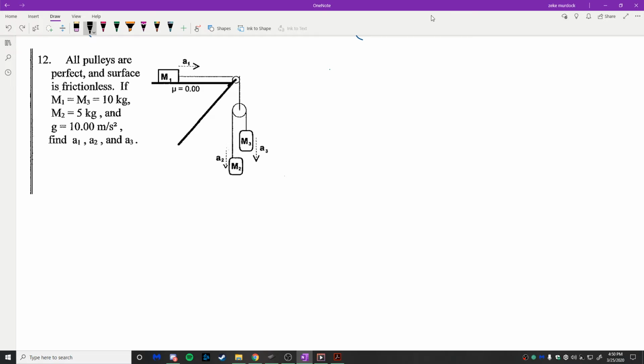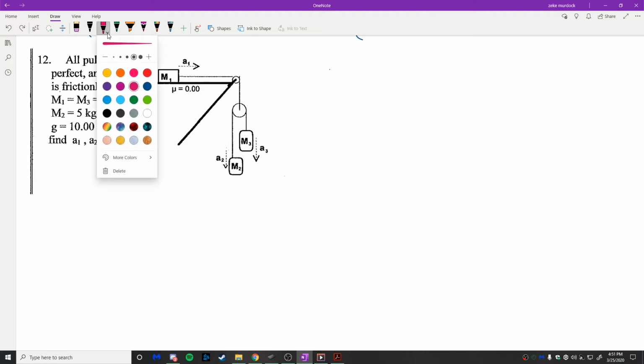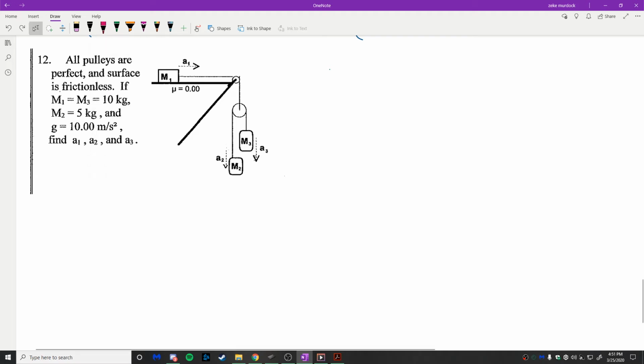Okay, so how do we handle the scenarios of what's going on here? We've got 3 different accelerations, right? And I'm going to make a couple comments here. First of all, that acceleration, okay, why won't it let me do that? Okay, so if we look at the system, A1 is moving to the right. The pulley is going to be moving down, right? So I'm going to say that the acceleration of the pulley is going to be down like this.